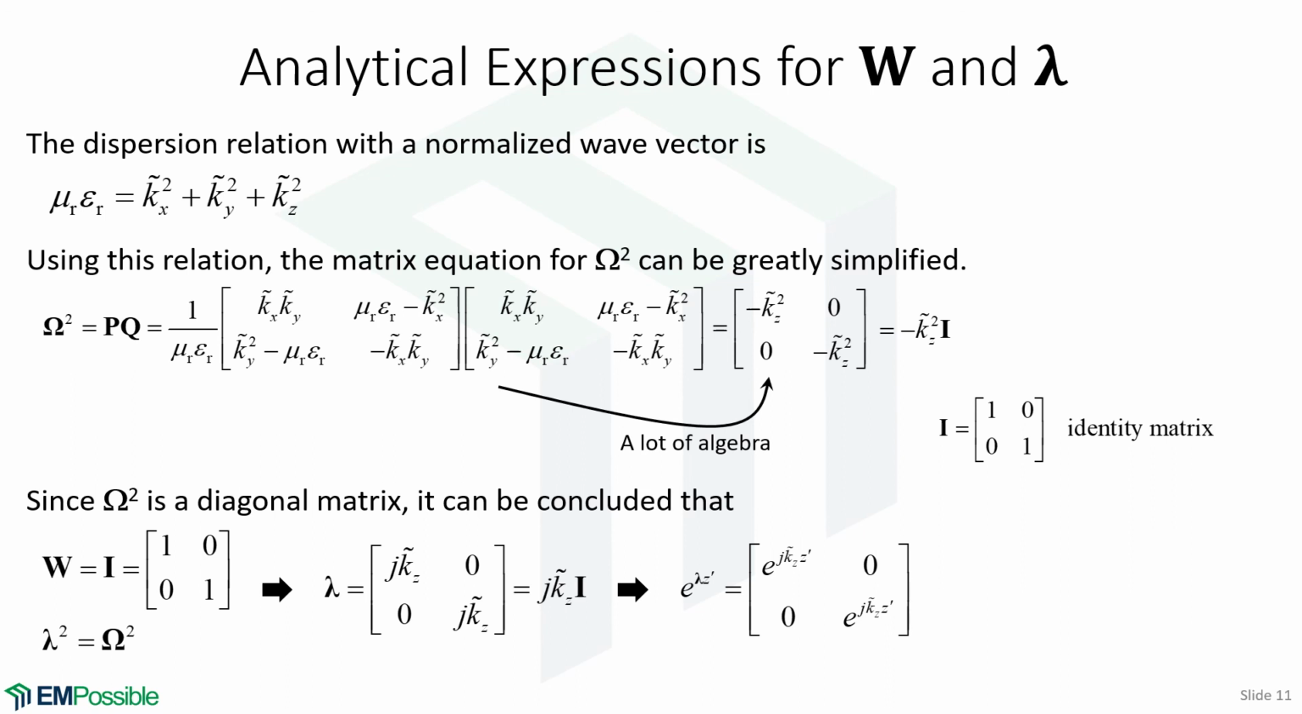So if we take the exponential of that now, that's easy. It's a diagonal matrix. So we just take the exponential of these two diagonal elements, and now we have our exponential of the eigenvalue matrix.